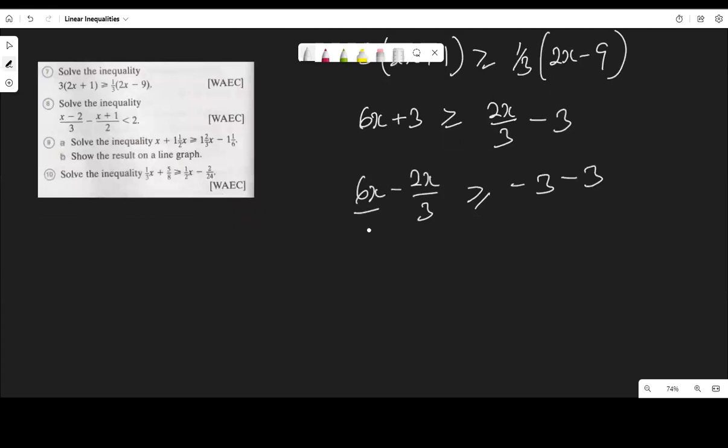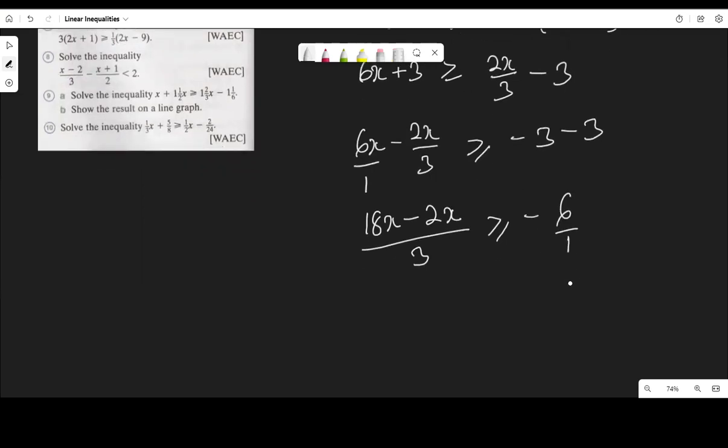Now solving this fraction here, we're going to look for the LCM of 1 and 3, which is 3 itself. 3 divided by 1 is 3, multiplied by this 6 is 18x. Then minus 3 divided by 3, 1, multiplied by 2 is 2x, all over 3, is greater than or equal to negative 3 minus 3, that's minus 6, and this is over 1.